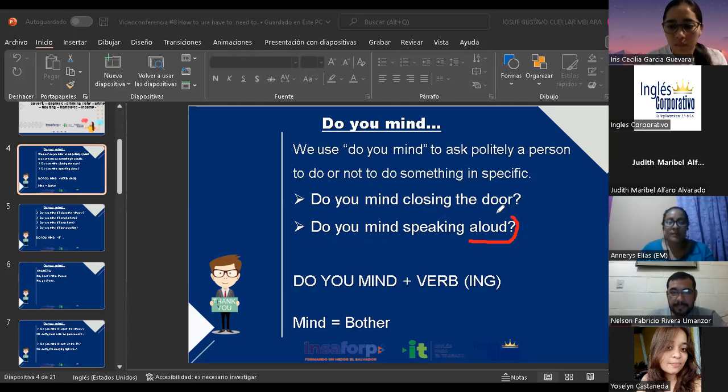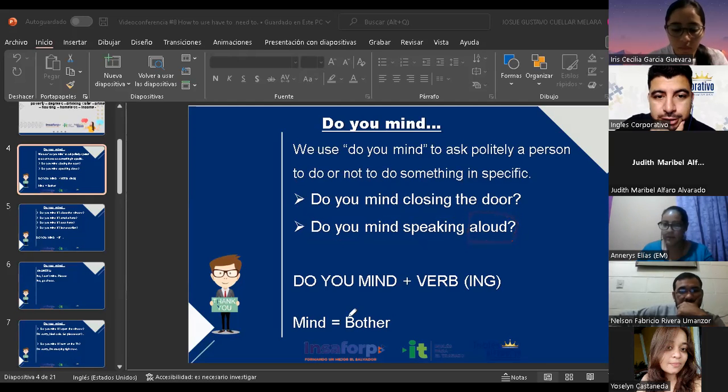Aloud. Se utiliza esta palabra cuando quieren que alguien hable fuerte. O cuando alguien está hablando fuerte o la música está muy fuerte. Aloud. ¿Ok? Entonces, prácticamente, the structure is, do you mind? Esa es la estructura. Do you mind? Más el verbo en ing.